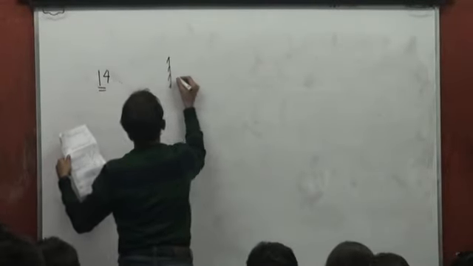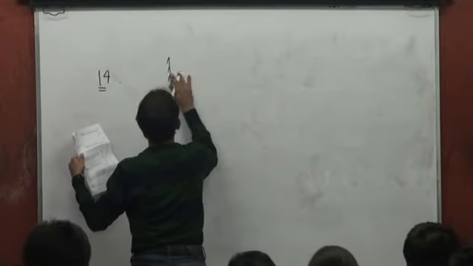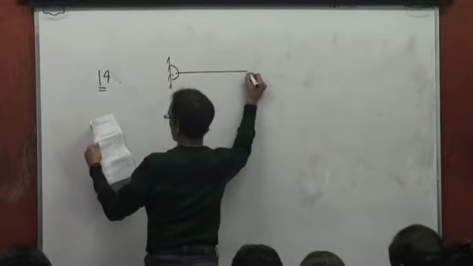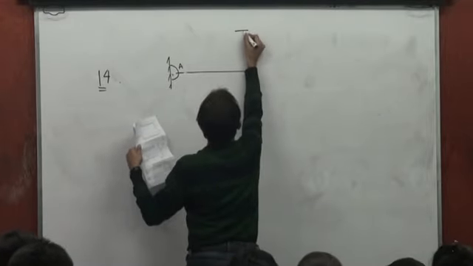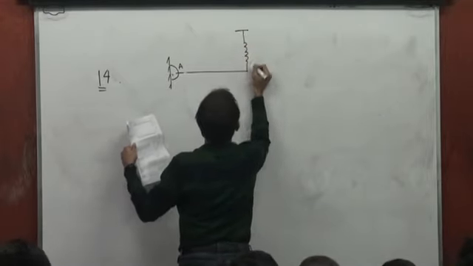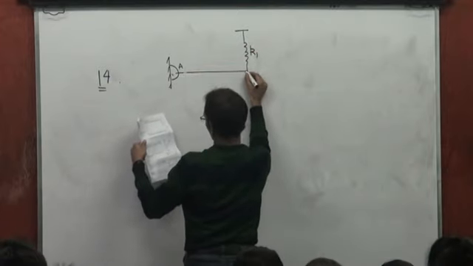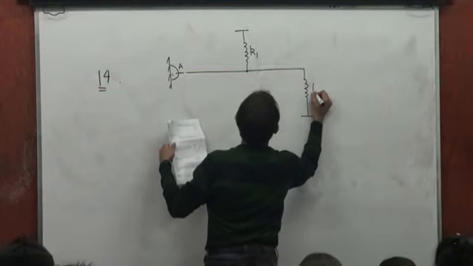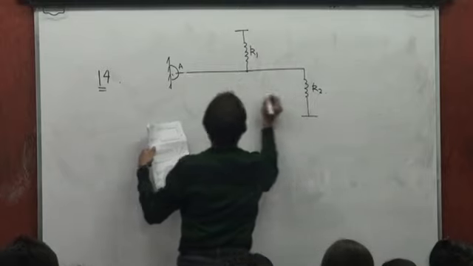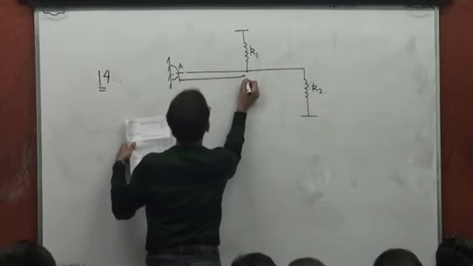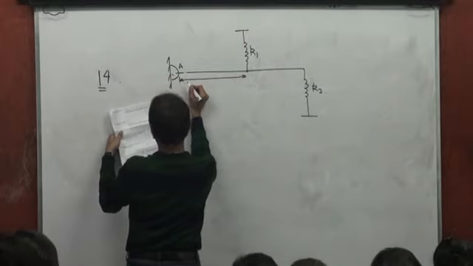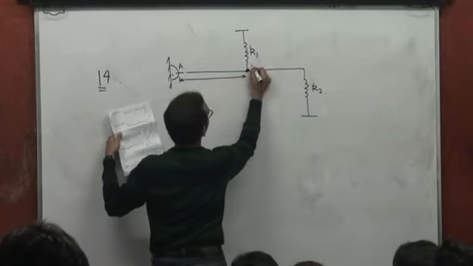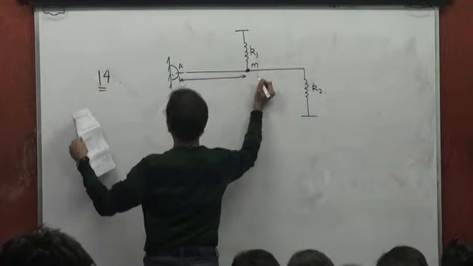If you look at problem 14, you'll imagine a mass m to be here, say, or it's not here.